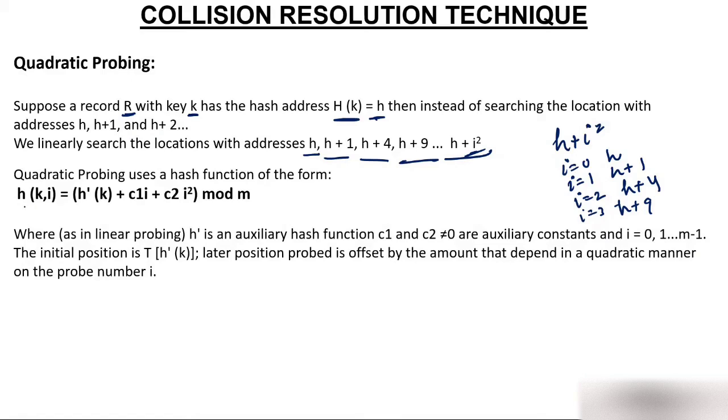So what is the formula we will use? h(k, i) is equal to h dash k, that is your hash function, which is k mod m, plus c1 i, plus c2 i square. What are c1 and c2? c1 and c2 are constants. It could be 2, 4, 5, whatever it is. What is i? It starts from 0 to m minus 1, where m is the size of the hash table.